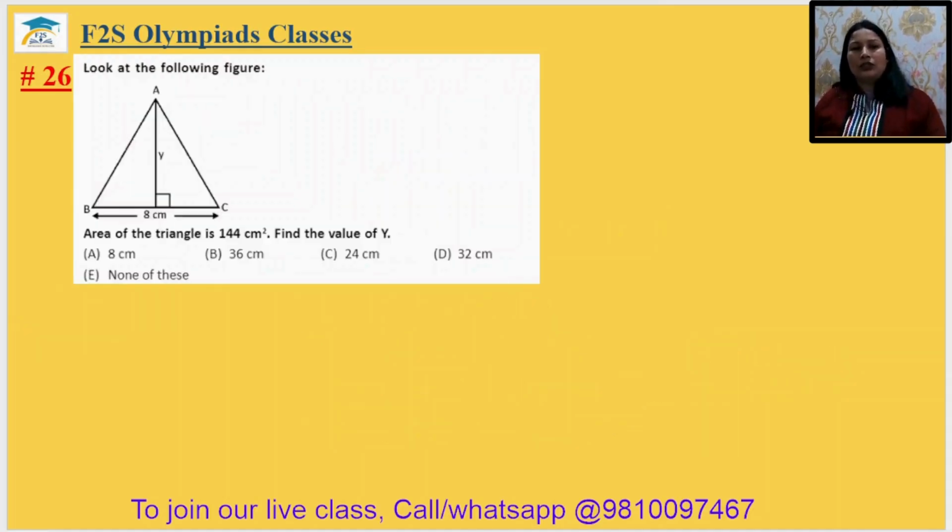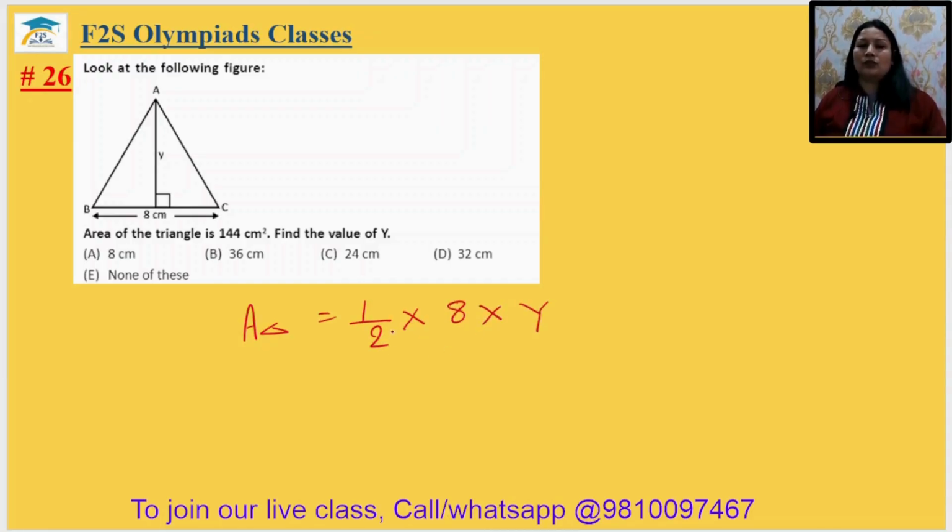Okay? Question number 26. Look at the following figure. Area of the triangle is 144 centimeter square. Find the value of y. Okay. So area of a triangle equal to 1 by 2 multiply by base, that is your 8, multiply by height, that is your y. So 2 4s are 8. So here we can just write y equal to 144 divide by 4. So 4 3s are 12, 4 6s are 36 centimeter. Y will be 36 centimeter. 26th answer will be option B.